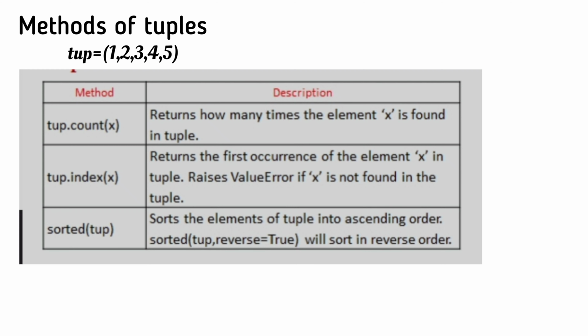Now we see, take tup equal to 1, 2, 3, 4, 5. tup.count(x) returns how many times x is found in the tuple, and tup.index(x) returns the first occurrence of the element x in the tuple, and raises a value error if x is not found in the tuple. And we see sorted tuple, which gives the sorted result in ascending order.